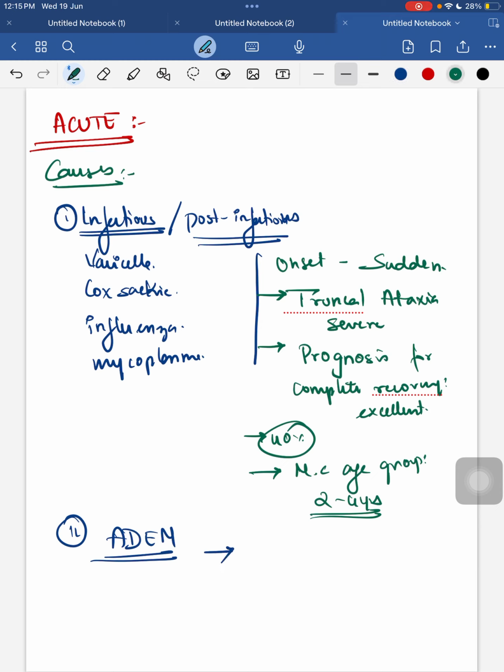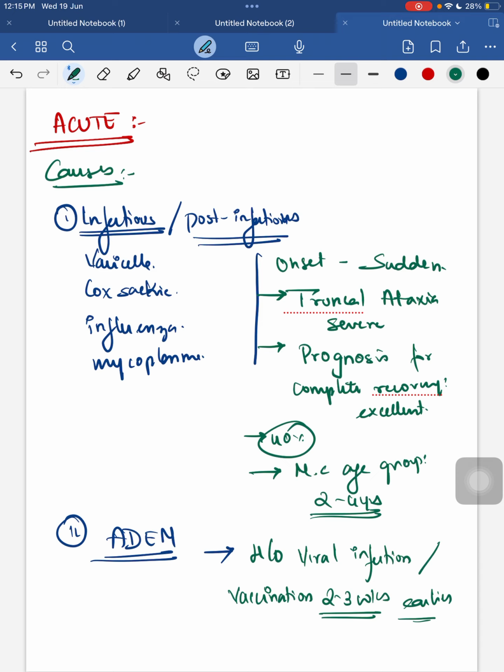Next, third cause of your acute ataxia is drugs or toxins. Coming to toxins, the first one is thallium. Thallium is used occasionally as a pesticide, so this can also cause ataxia.